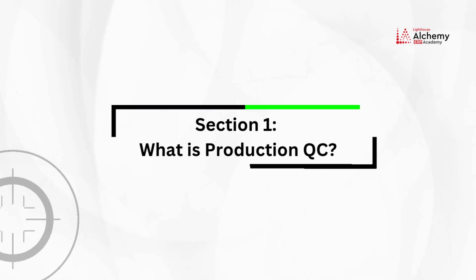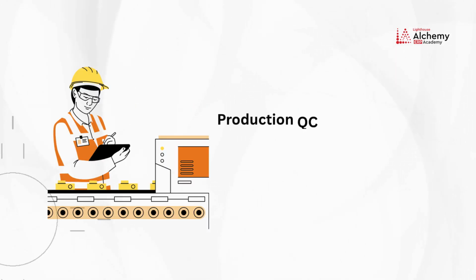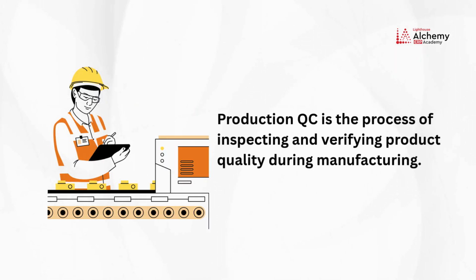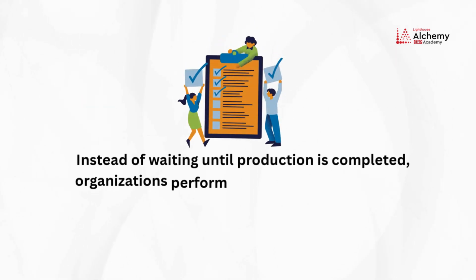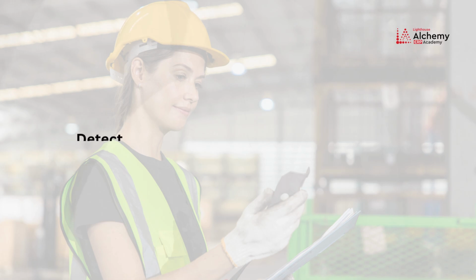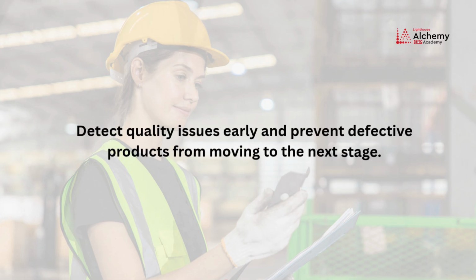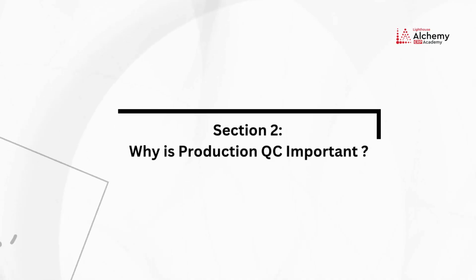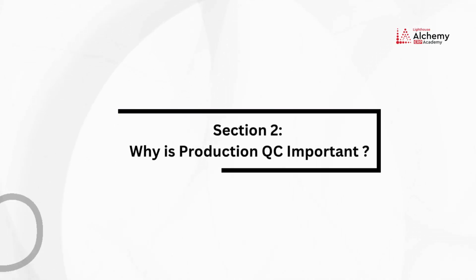Section 1. What is production QC? Production QC is the process of inspecting and verifying product quality during manufacturing. Instead of waiting until production is completed, organizations perform quality checks at different stages of production to ensure that products meet the required specifications. The goal is simple: detect quality issues early and prevent defective products from moving to the next stage. Section 2. Why is production QC important?